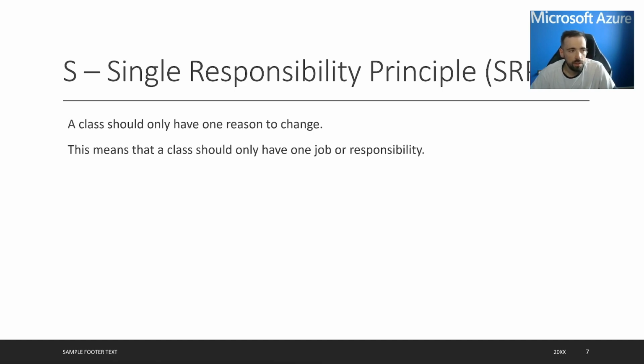So looking at the S in SOLID, this is for single responsibility principle, and this says that a class should only have one reason to change, and this means that a class should only have one job or responsibility. It means, for example, that a class should not contain a mixture of actions related to different objects, and it should only have one reason to change.